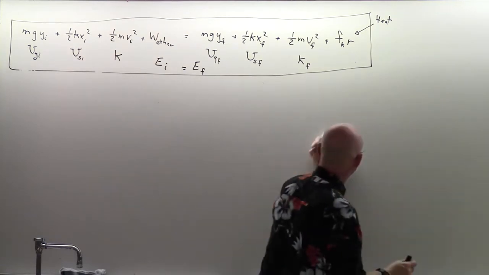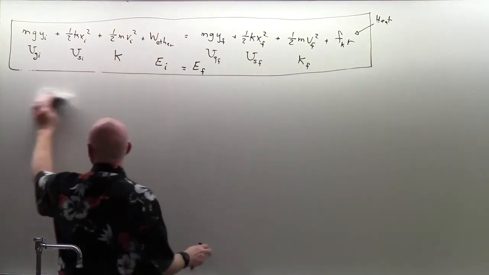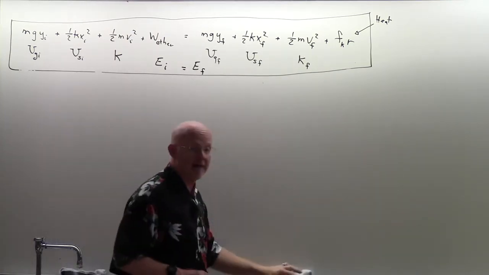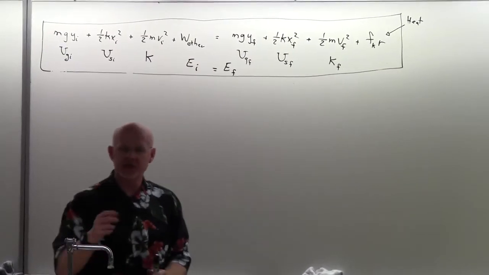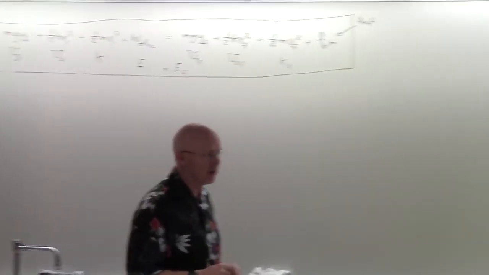Now remember for that one, we have to call up positive and down negative. Okay, so I'll keep that in mind. But we have that freedom to pick y equals zero wherever we want. Where would you like to pick y equals zero?